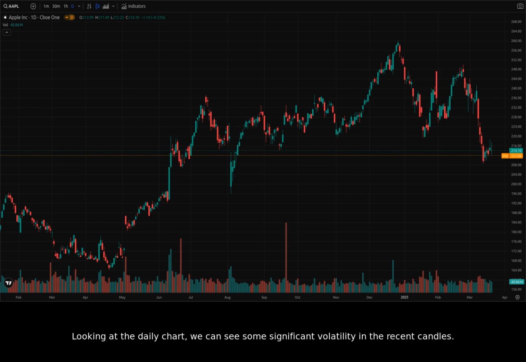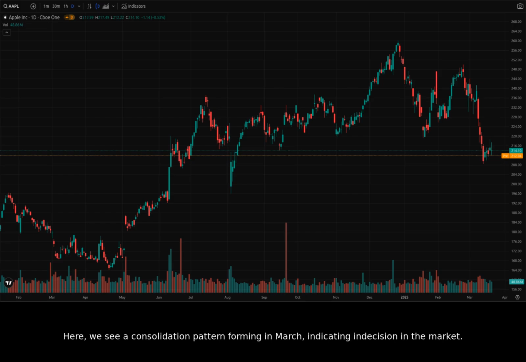Looking at the daily chart, we can see some significant volatility in the recent candles. Notice the large red candle on March 10, 2025, indicating a sharp sell-off. This coincided with the increased investor concern about AI and possible Trump tariffs. Let's narrow in on the more recent price action to understand the current trend.